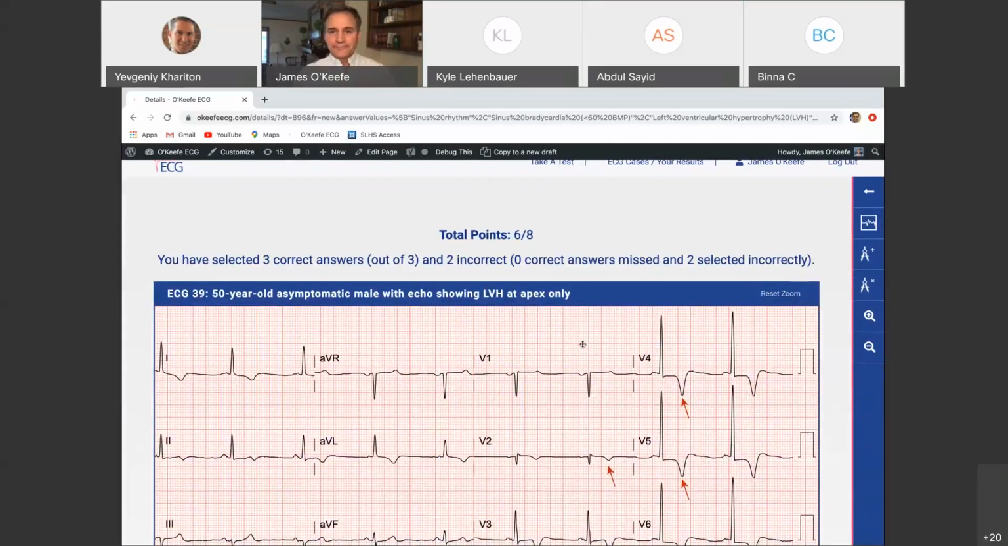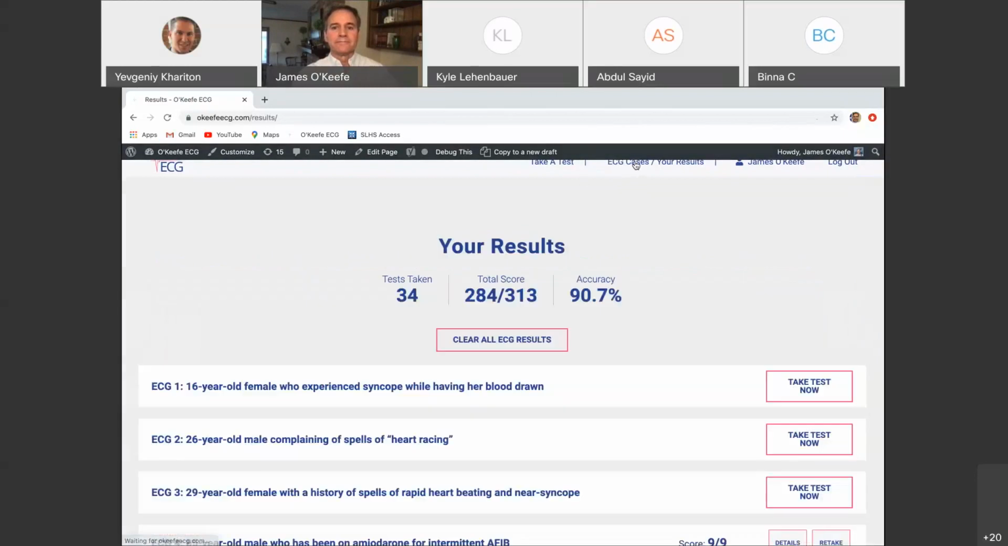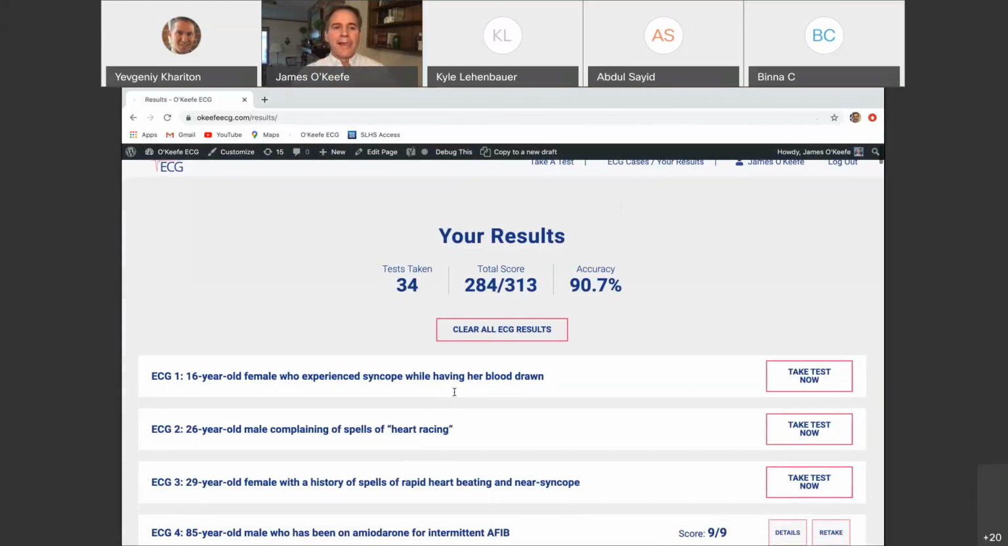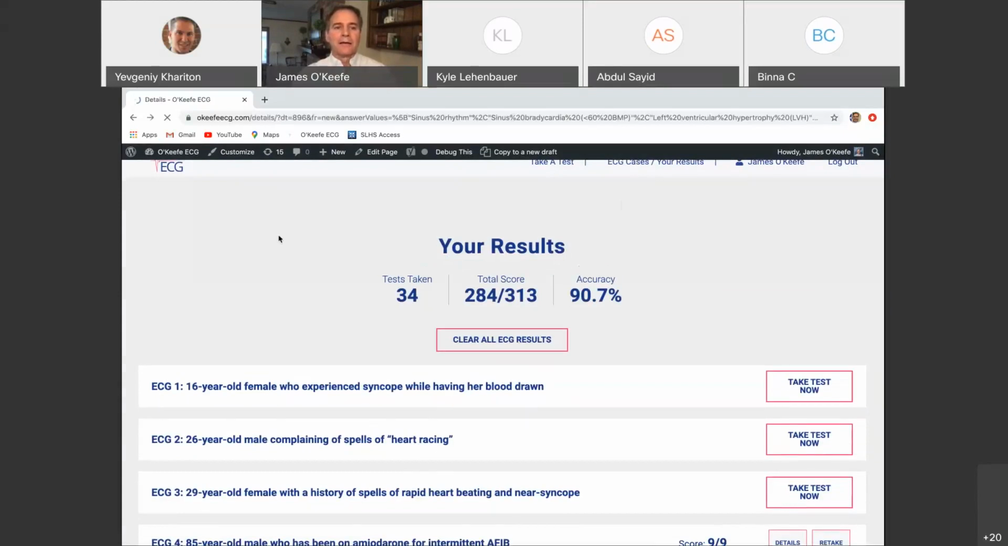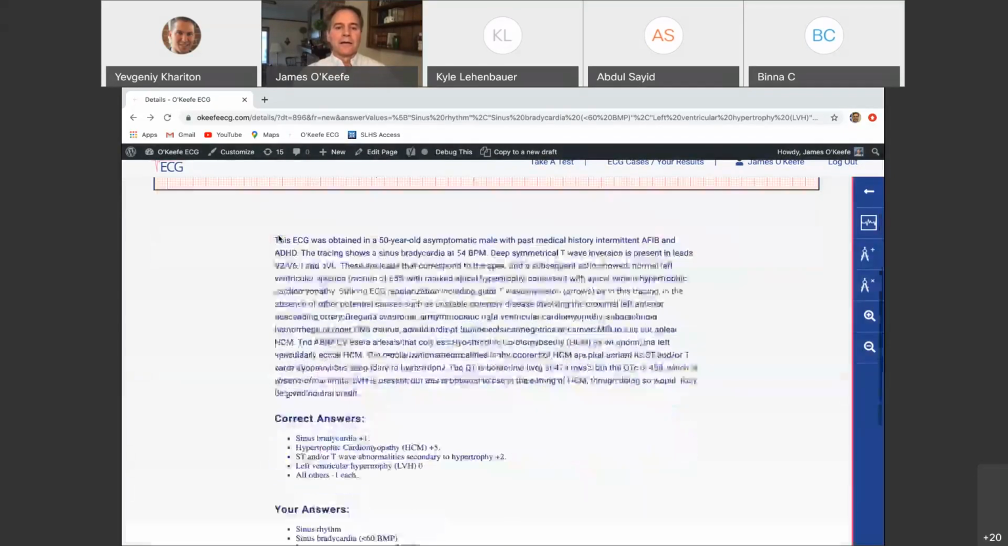So any questions on that one? What was the deduction at the end of that EKG? It said two points were answered incorrectly. Were we not given credit for something there?